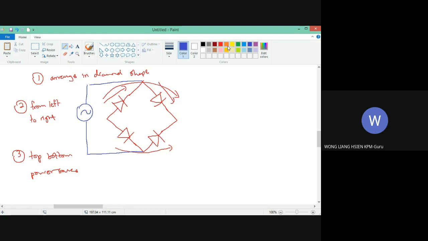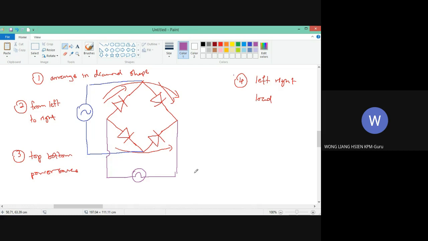And then number 4, left, right, load. Okay, left, right, go to the load. Like this. Okay, left, right, go to the load. So let's say this is a bulb now. Okay, like this.